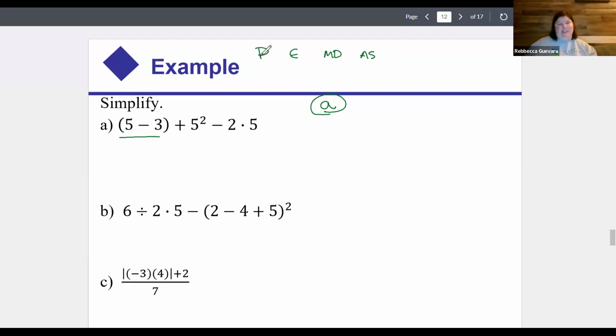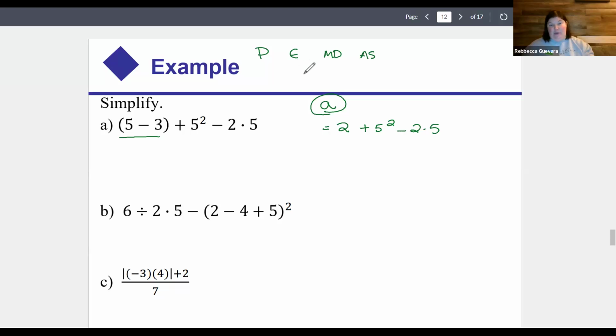I wrote my PEMDAS like this. So anything with parentheses, we do first. From those parentheses, 5 minus 3 is just 2. Once we deal with what's in the parentheses, we can drop them, and then we keep that 5 squared and that minus 2 times 5.